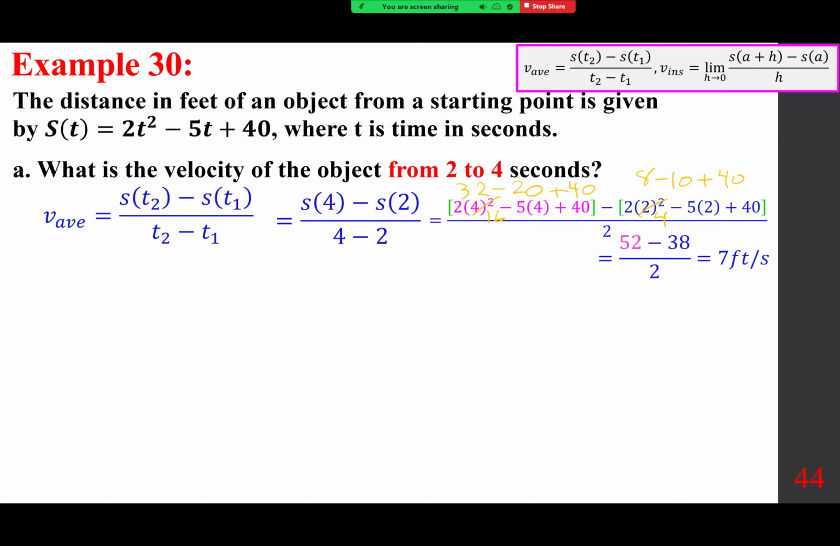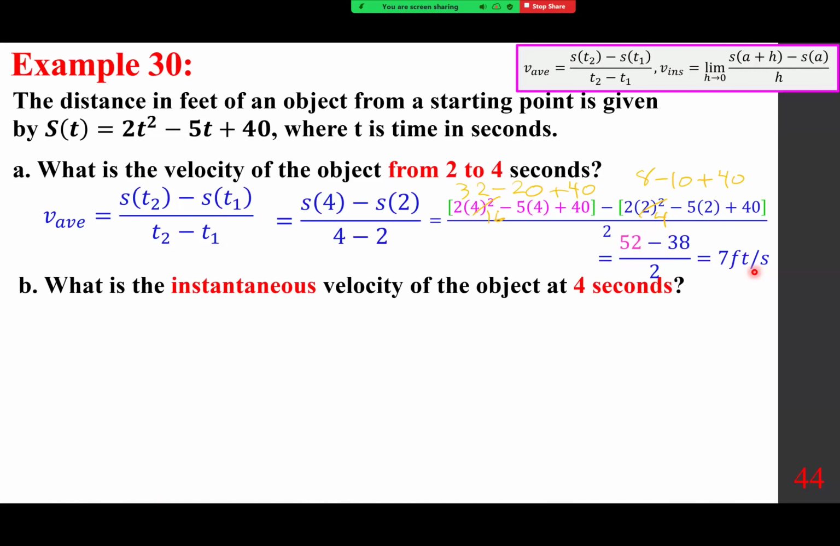Units are important when we do applications. Units of the numerator, change in distance in feet, over the units of the denominator, change in time in seconds, 7 feet per second. This was elementary algebra. What is the instantaneous velocity of the object at 4 seconds? This is calculus.